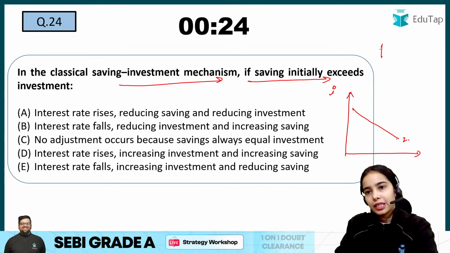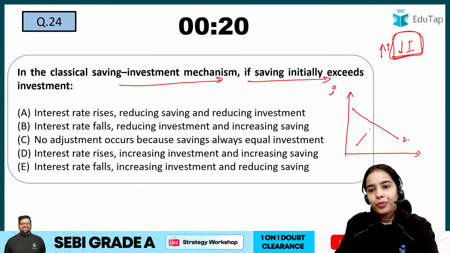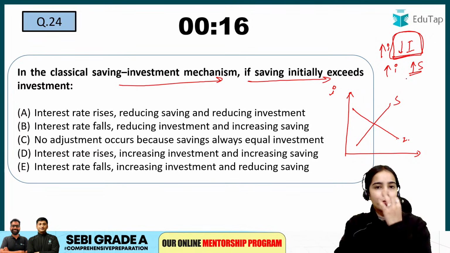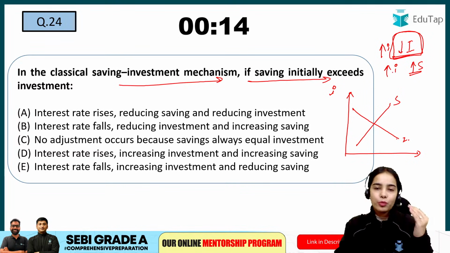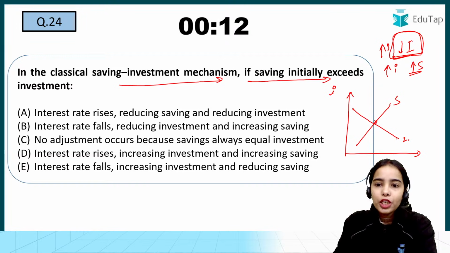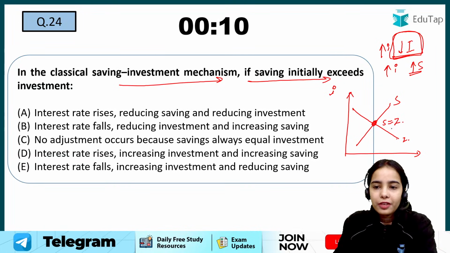If there is a higher interest rate, there will be less investment, less loans for investment. If there is a higher interest rate, there will be more saving. This is what the classicals believed, that a higher interest rate means more saving. The equilibrium is where the saving is equal to investment.